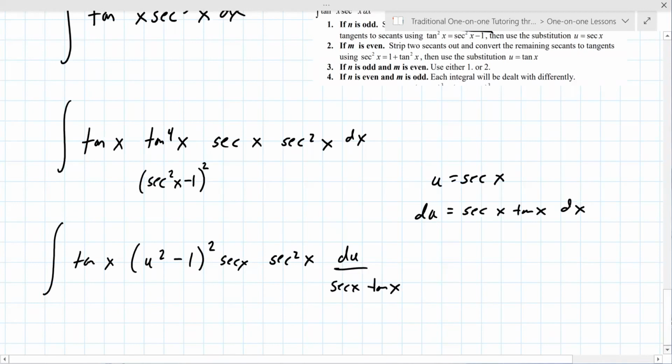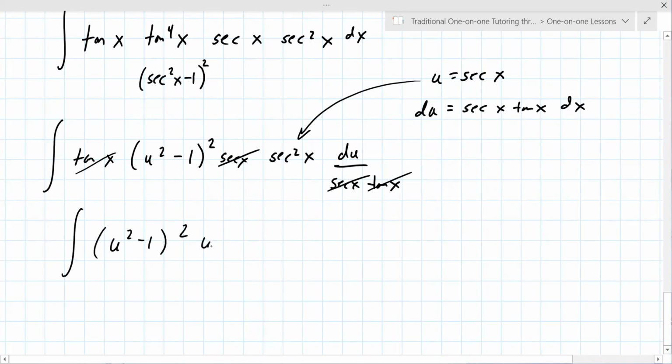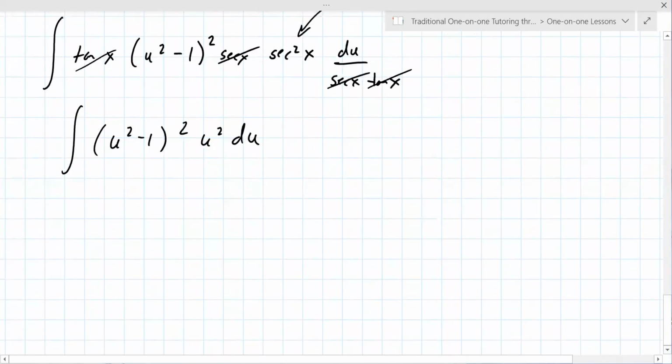So here's what I see right now. Tangent and tangent cancel, secant and secant cancel. And this can be written as u squared because it's secant squared. So you get the integral of u squared minus 1, squared, times u squared du. And this is still bad, but we can work with this.